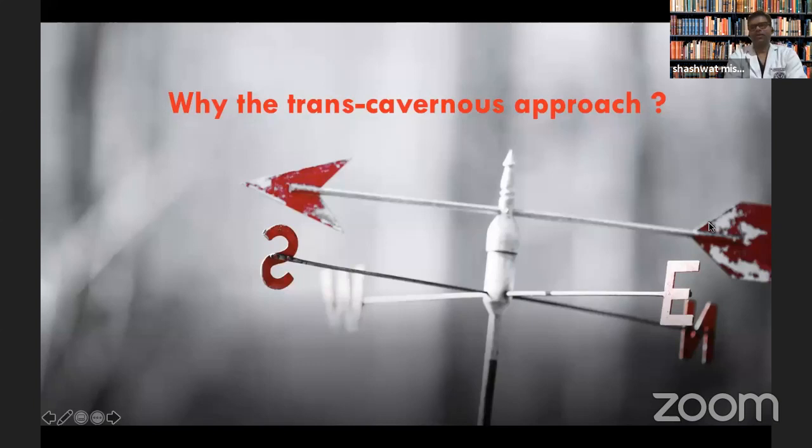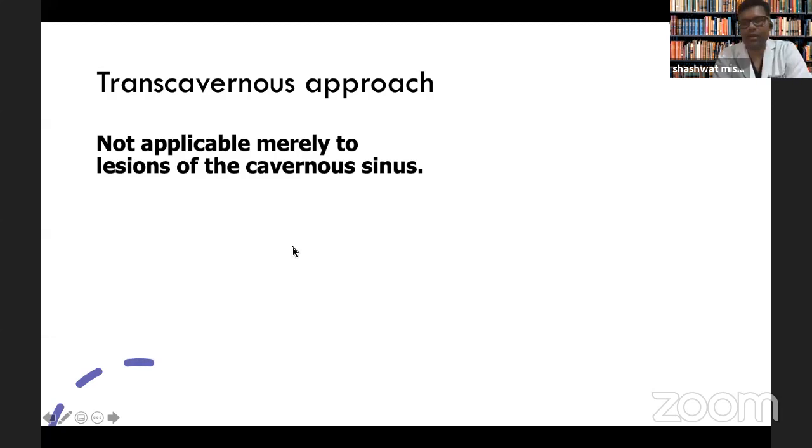For me, why the transcavernous approach is important: I feel that it is an important addition to the trigonal approach that we already know. It greatly enhances the applicability and the scope of this approach. And this is not merely applicable to lesions of the cavernous sinus.